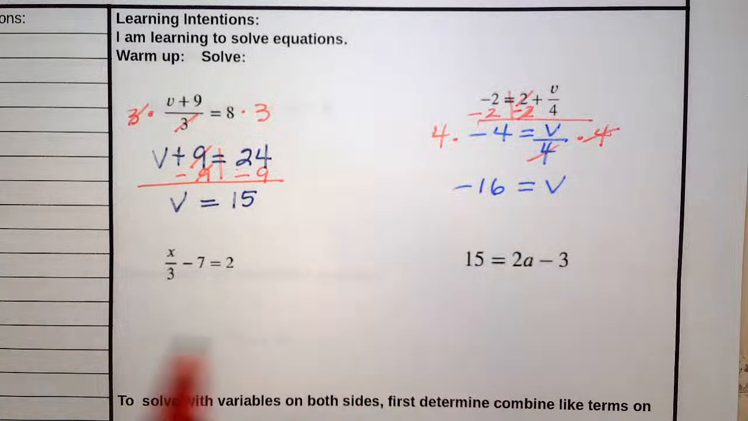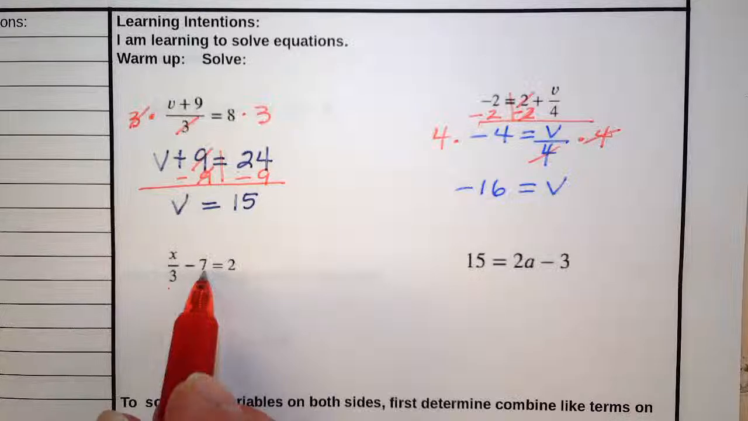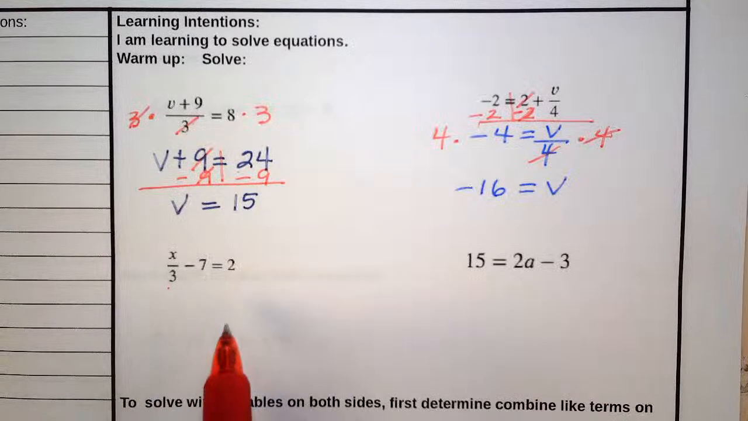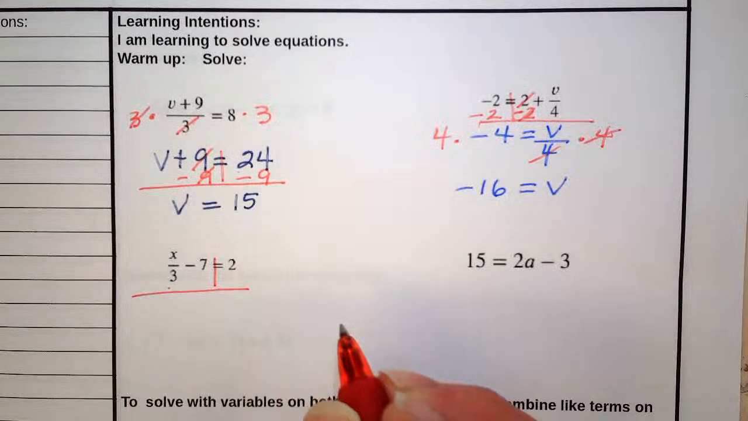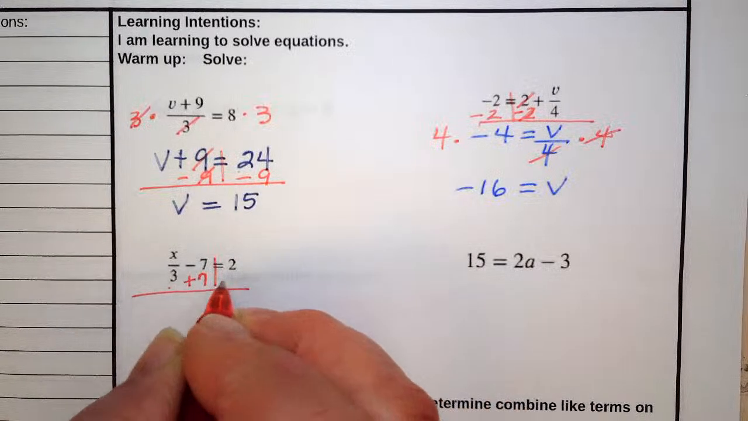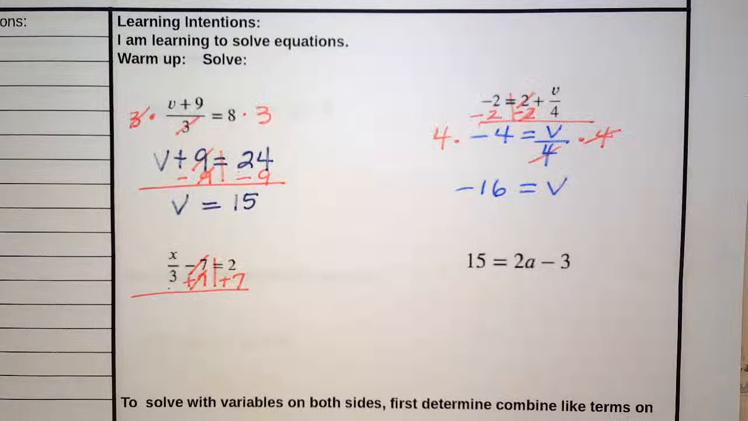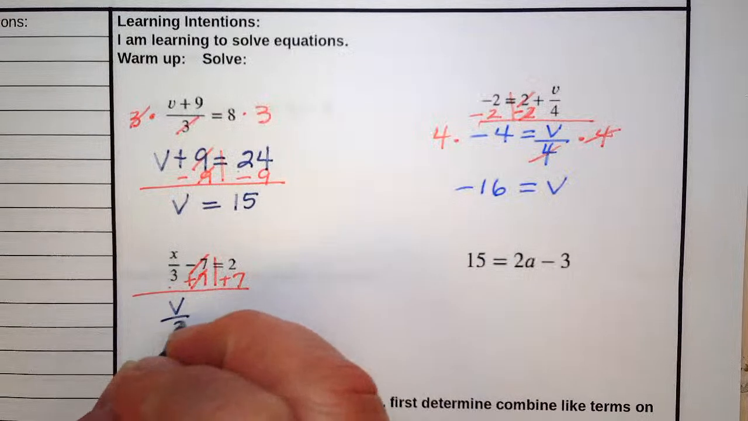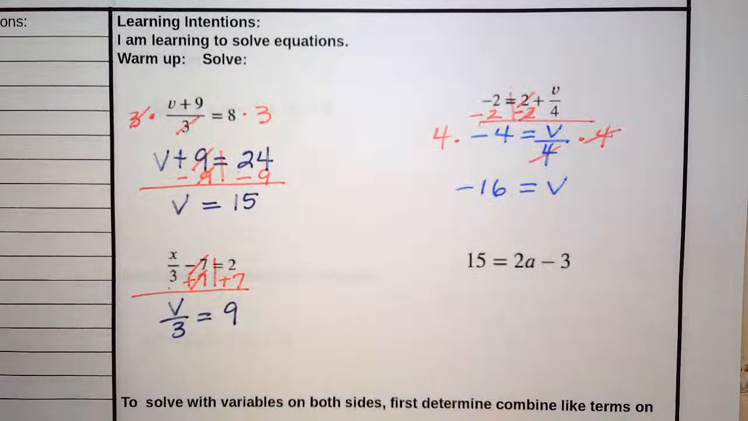Okay, let's look at this one. I've taken x, I divide by 3, then I subtract 7. What was the last thing I did? I subtracted 7. How do I undo that? By adding 7. V divided by 3 is equal to 9. 2 plus 7 is 9.